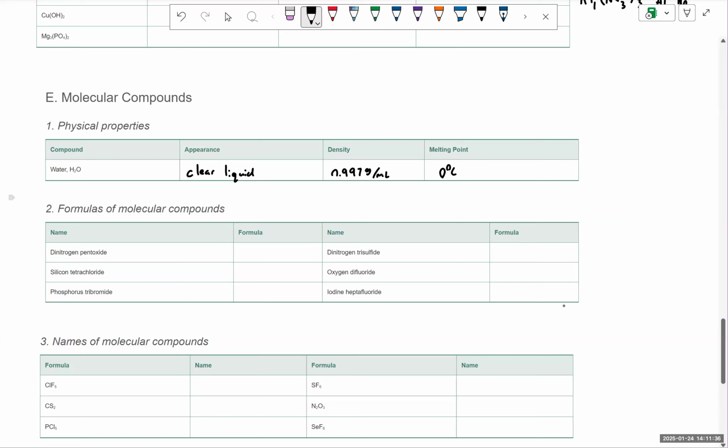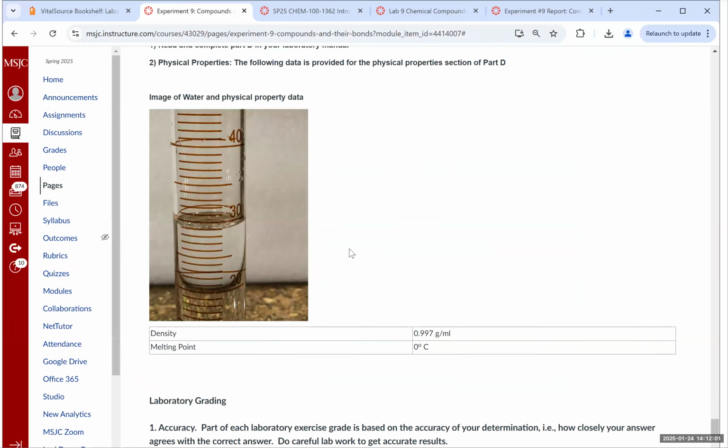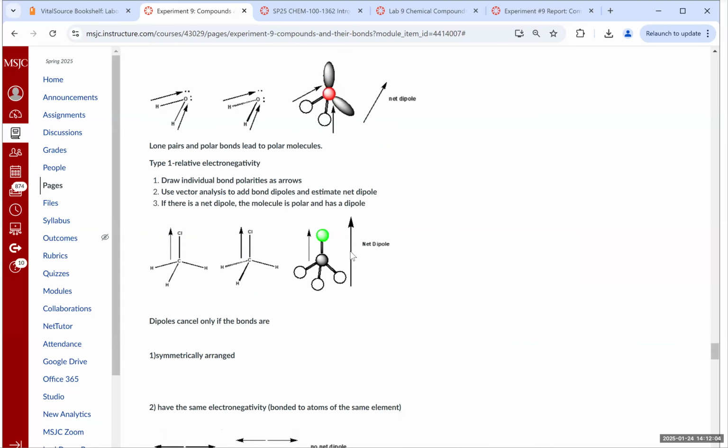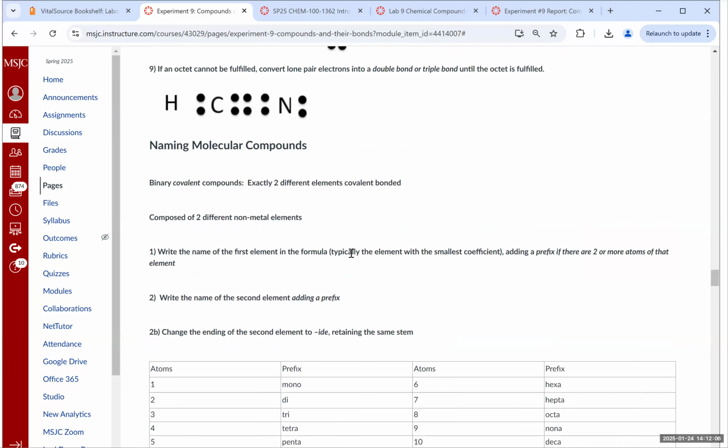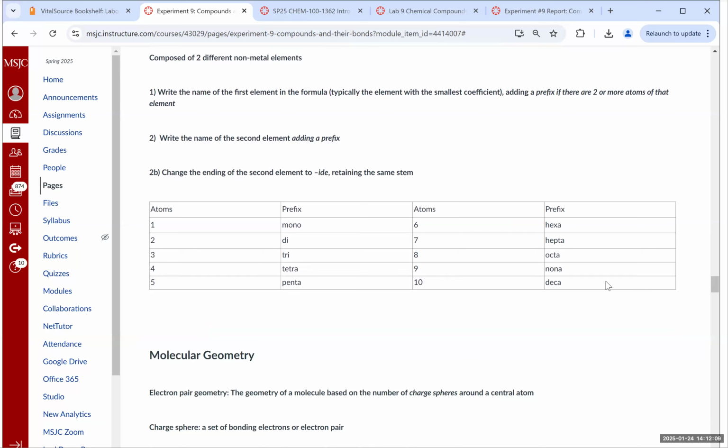Okay, let's move to the next part. We are given the name for the molecular compound, and we're asked to write the formula. From here, you're going to have to be familiar with the naming prefixes. So di, tri, tetra, penta, etc. There's a table of prefixes found in the lab manual and in the introduction section of this laboratory. Let me show you where that is, just so that way we're all clear on where to find the information that we need. So here's a table of prefixes.